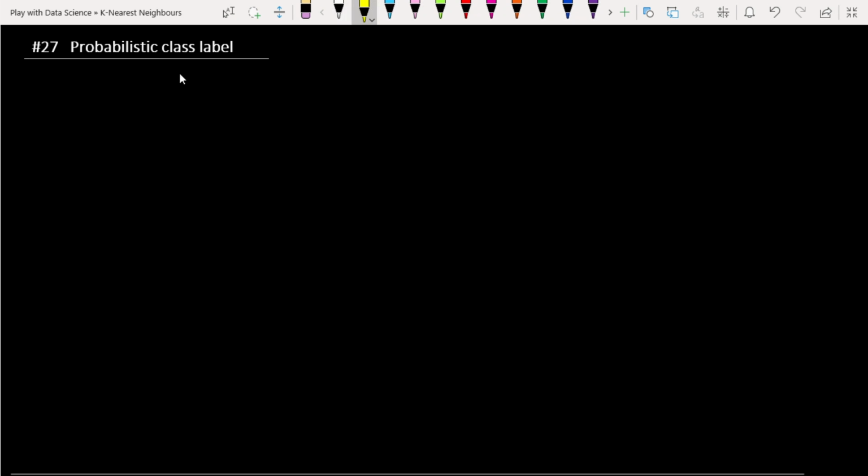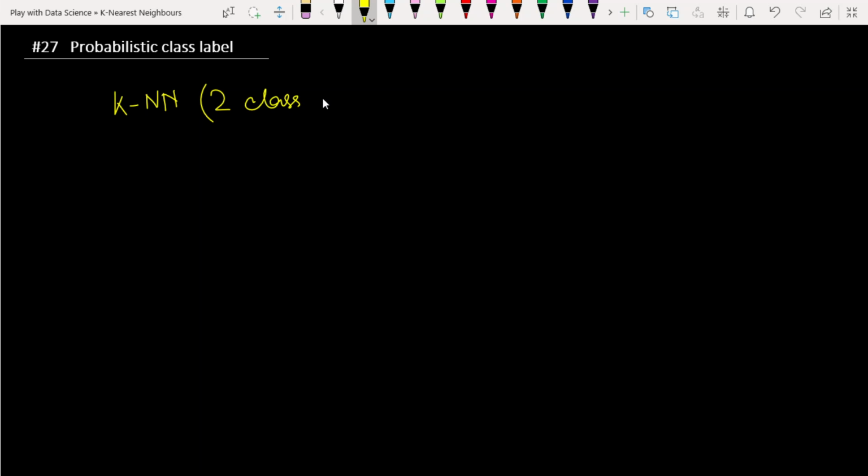Till now we have seen that KNN is a deterministic algorithm. If we take a two-class classification, what are the actual output labels? In general we consider 0 or 1, or some consider -1 and 1. So let's take our output labels as 0 and 1.